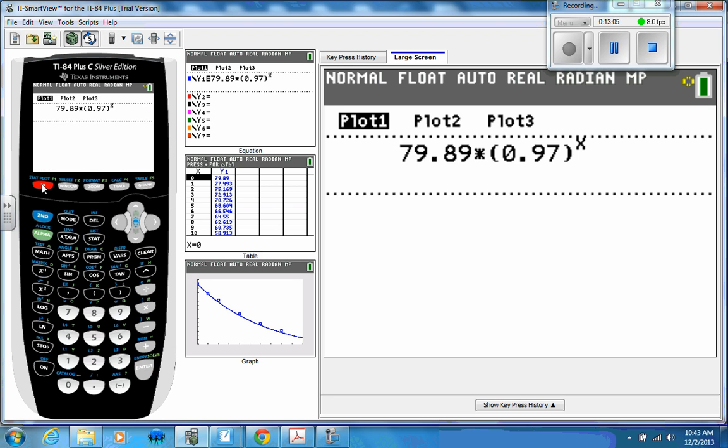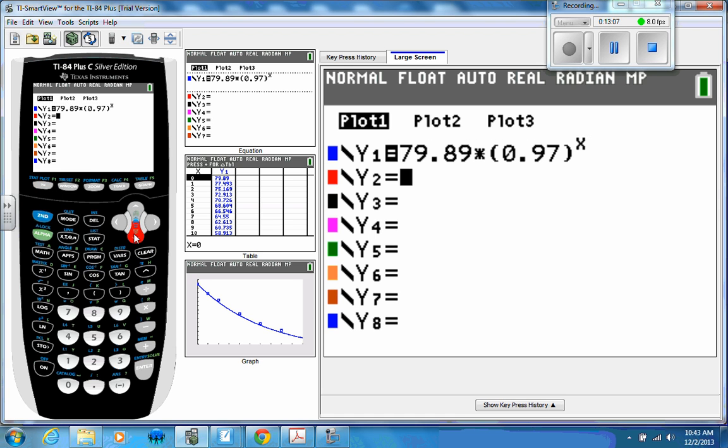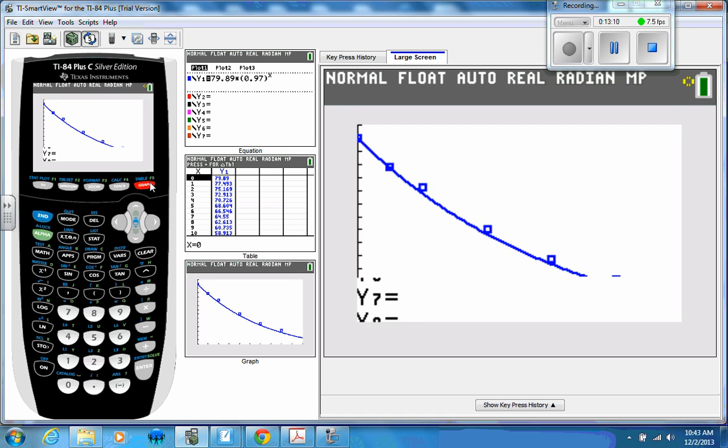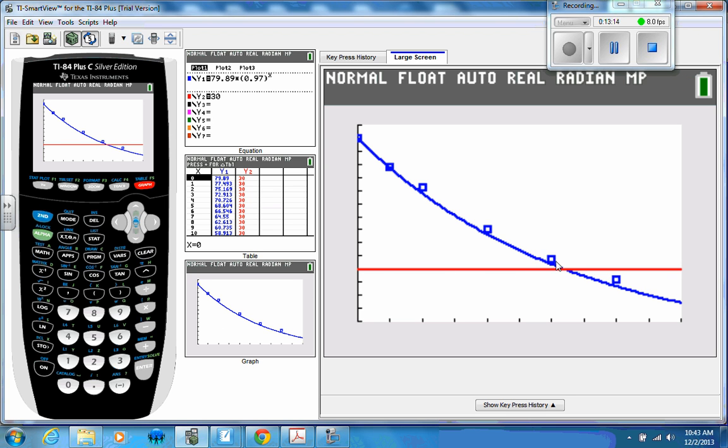So if I go to y equals, and I go down to y2, and I just type the number 30 in, and I go to graph it, I get a line across at 30. So where this intersect occurs is where I can actually solve for, at 30 degrees, what time is that at? So if I go on my line and I go all the way across, I can roughly guesstimate about 32, right?